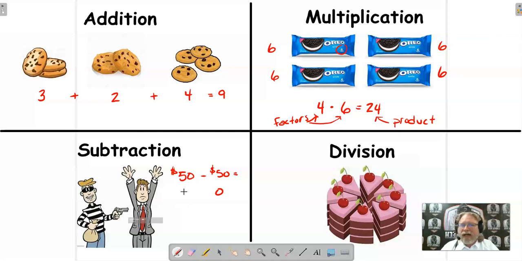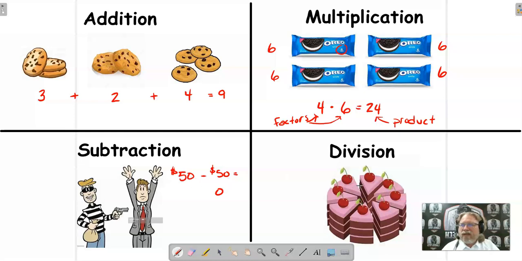We could say minus, right? That's 50 minus 50. We could also say less than. $50 less than what he started with, and what he started with is 50, so 50 less than 50 would be 0. So less than, minus, take away, subtract, all these are words that apply to subtraction.